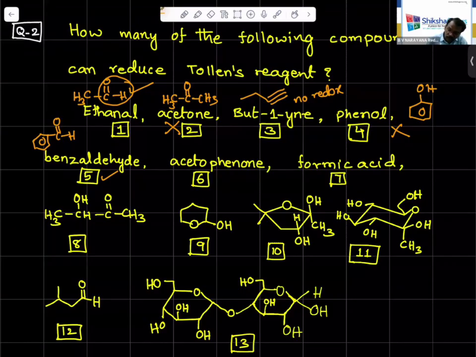What is acetophenone? Here is a benzene ring connected to C double bond O, which is connected to CH3. This is acetophenone. Now carefully observe it. It is a ketone, therefore no reaction.